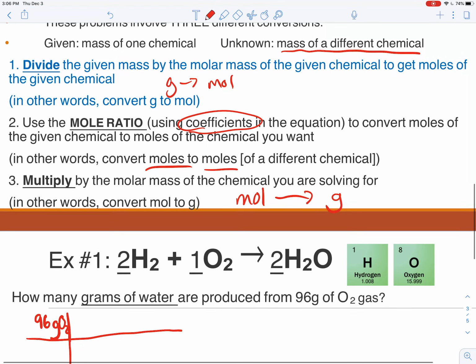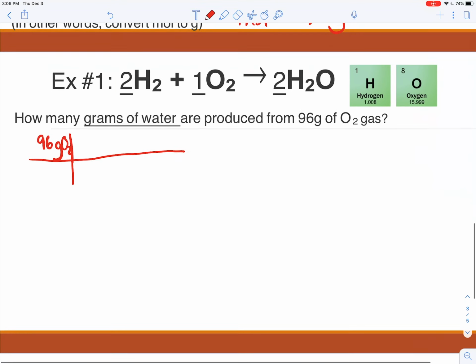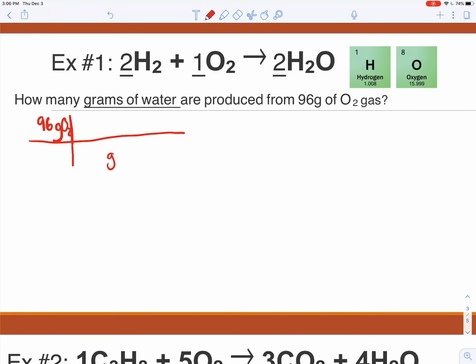So if we look at the steps, it says divide the given mass by the molar mass of the given chemical. So we are given oxygen. So I'm going to divide by the molar mass of oxygen. So oxygen is 16, and if I multiply that by 2, I get 32 grams. Okay? So this is going to give me our first answer to the first conversion, 3 moles of oxygen. Okay? So we're trying to work our way all the way till we can get grams of water.